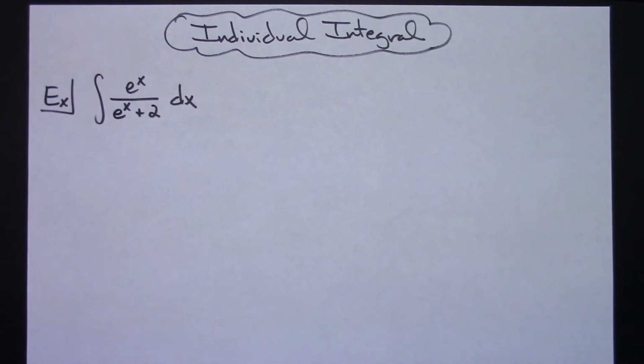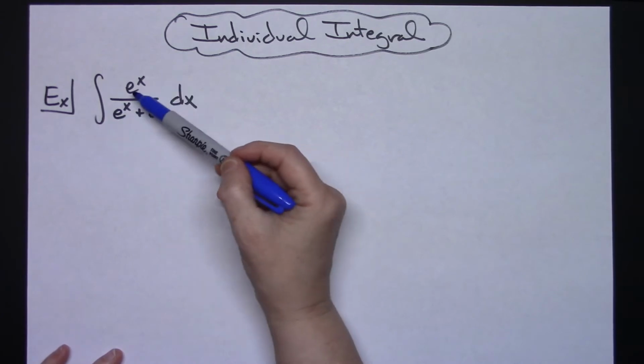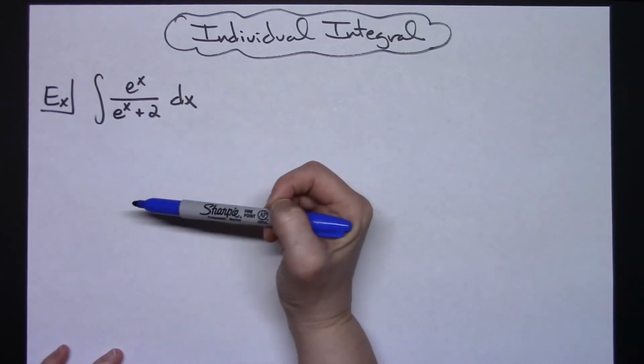In this video I'm going to be working out an individual integral problem. It's going to be a straightforward u-substitution integral, which would probably be done in a Calc 1 class. We've got the integral of e to the x over e to the x plus 2 dx.